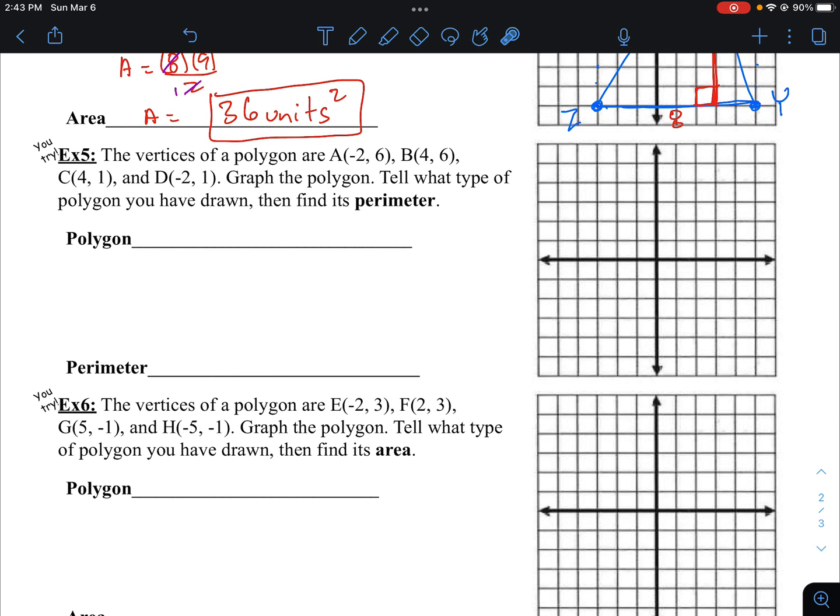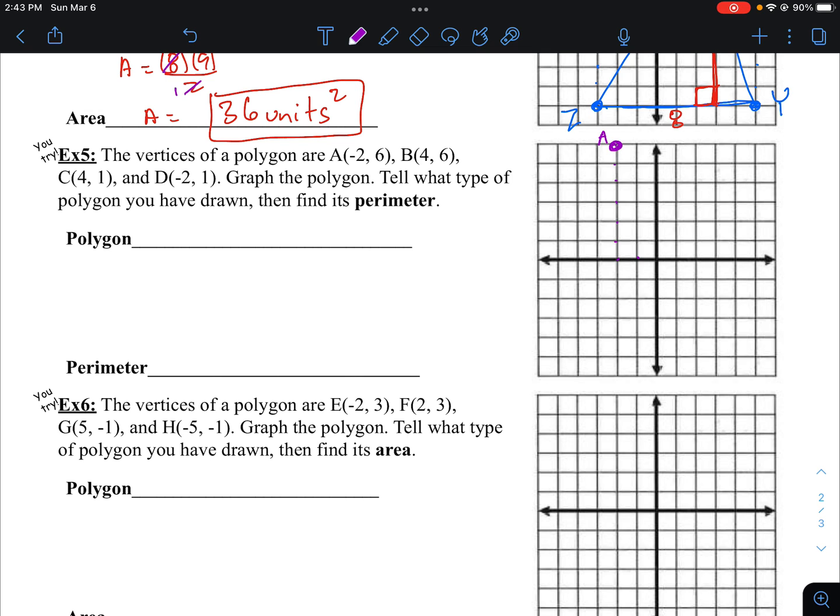Let's try example 5. The vertices of a polygon are (-2, 6), (4, 6), (4, 1), and (-2, 1). I need to find the perimeter this time. So let's do (-2, 6). So 2 back, and then 6 up: 1, 2, 3, 4, 5, 6. Ooh, starts way at the top.